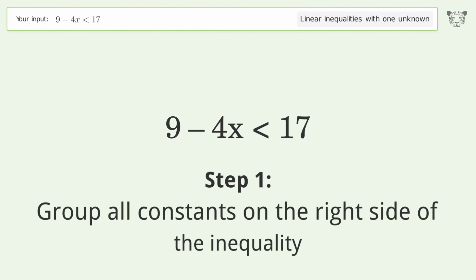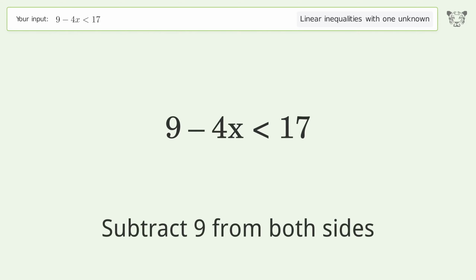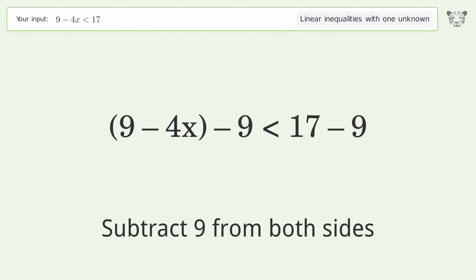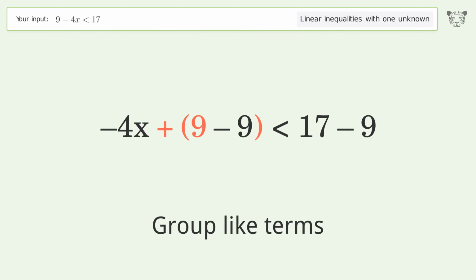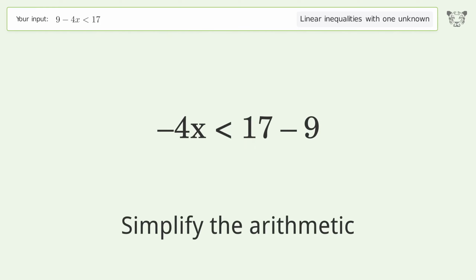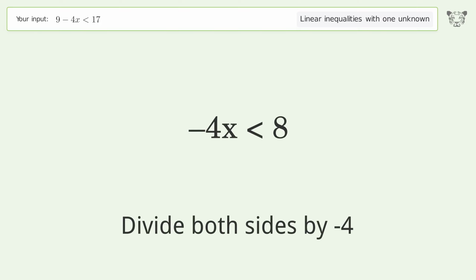Group all constants on the right side of the inequality. Subtract 9 from both sides. Group like terms. Simplify the arithmetic. Isolate the x. Divide both sides by -4.